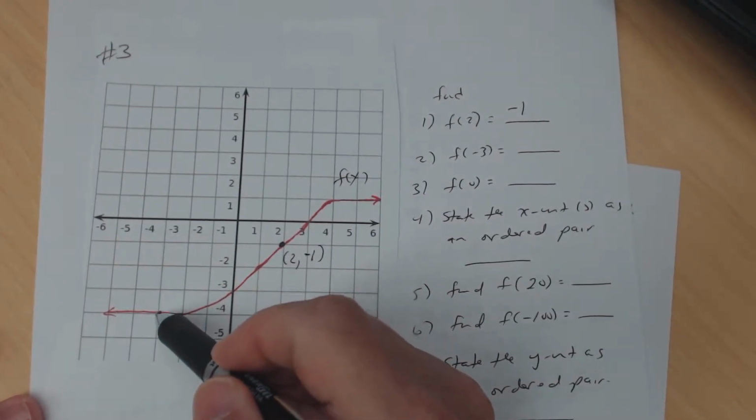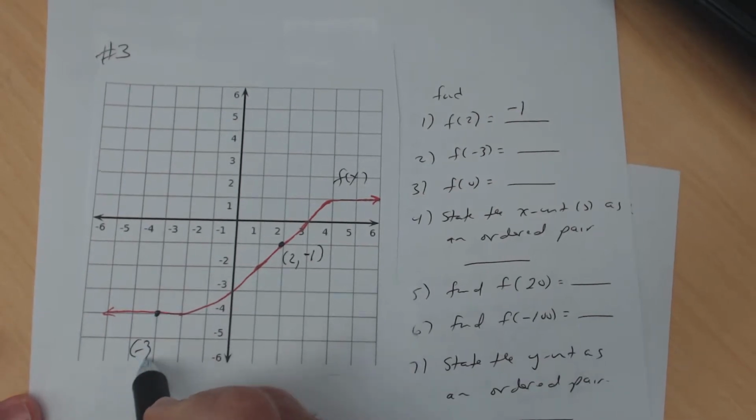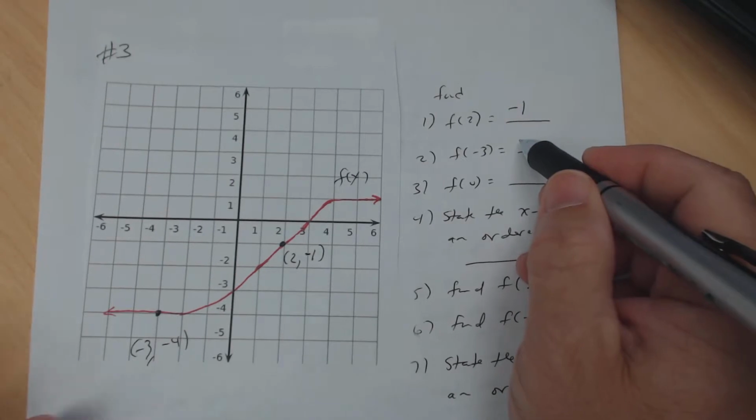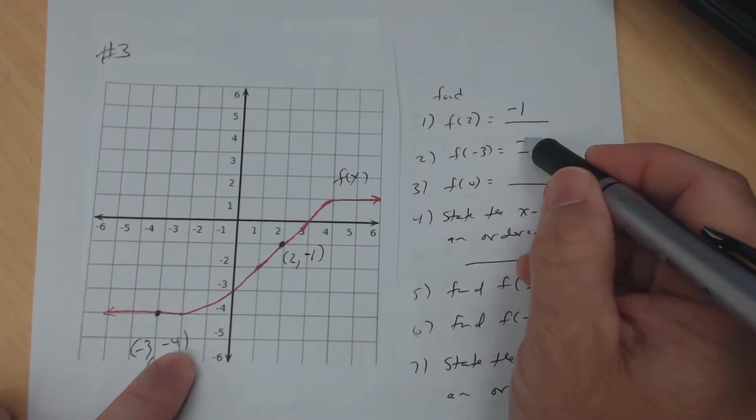Look at the point. That's the point. So when x is negative 3, what's that y value? Well, the y value is negative 4. So f of negative 3 is going to be your y value, which is negative 4.